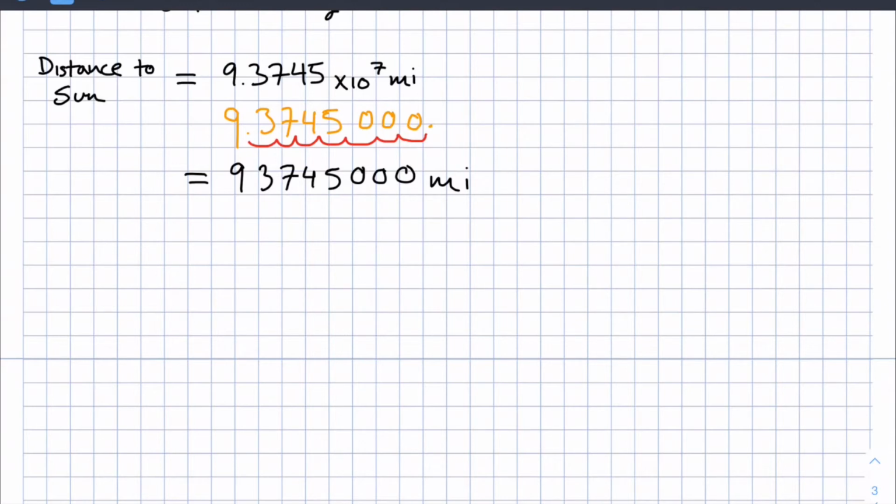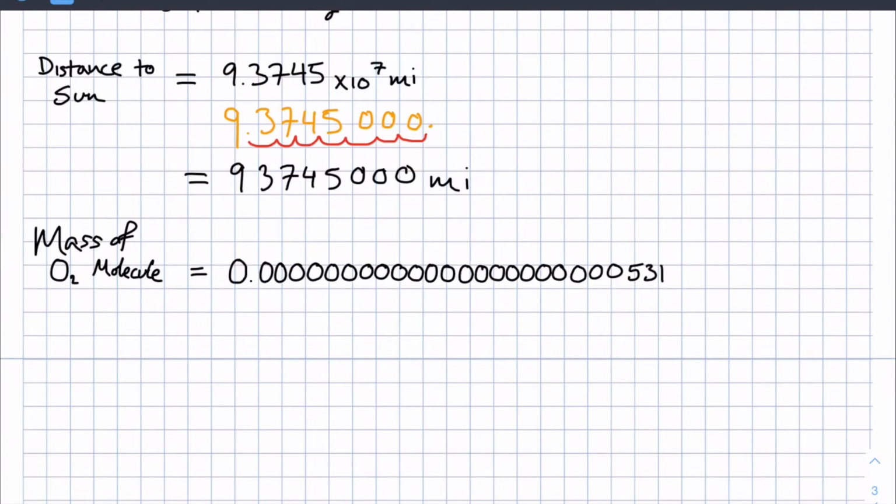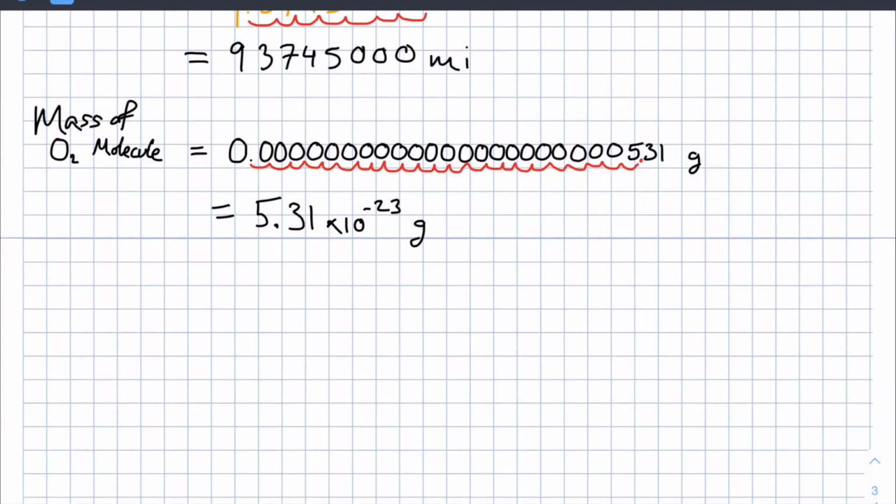What about for small numbers? Here is the mass of an oxygen molecule. I'm not even going to say that number. Again, we want to move the decimal to just after the first meaningful digit, in this case, just after the 5, and then we count how many places it has to move to get there. I count 1, 2, 3, and so on up to 23. So we write 5.31 times 10 to the negative 23 grams. Here, the exponent is negative because we moved the decimal to the right.